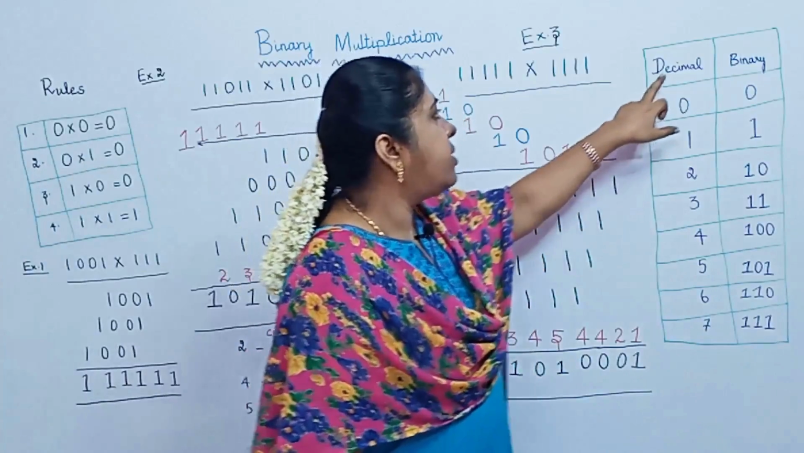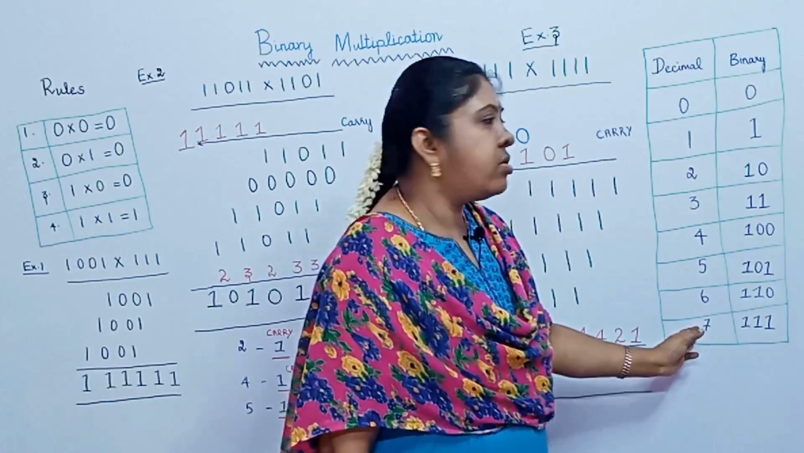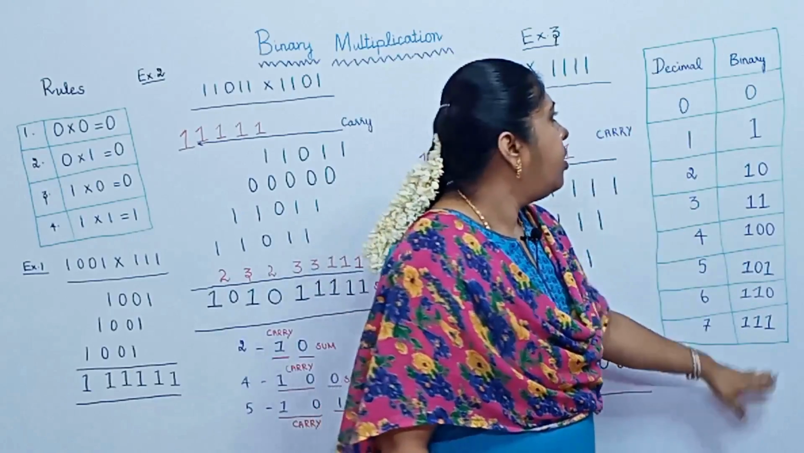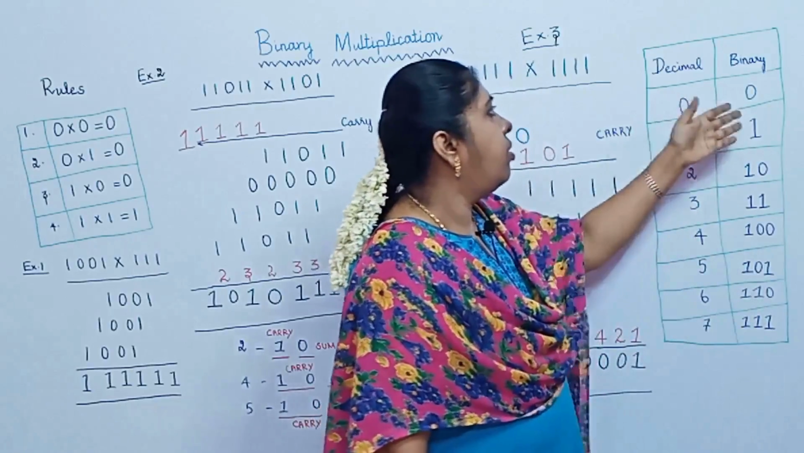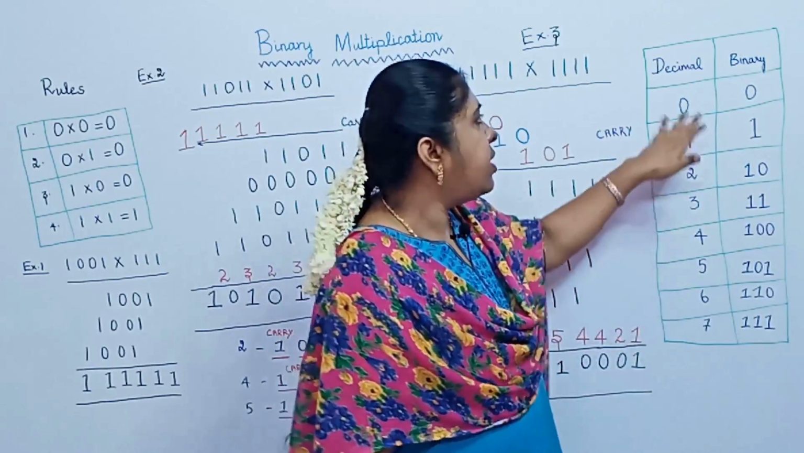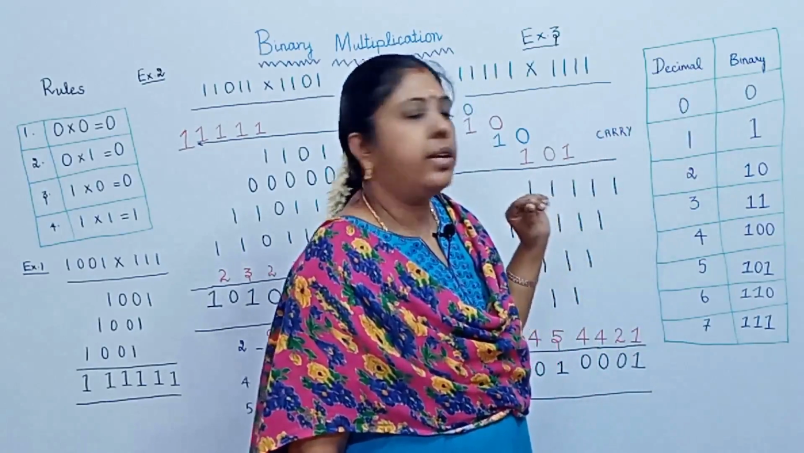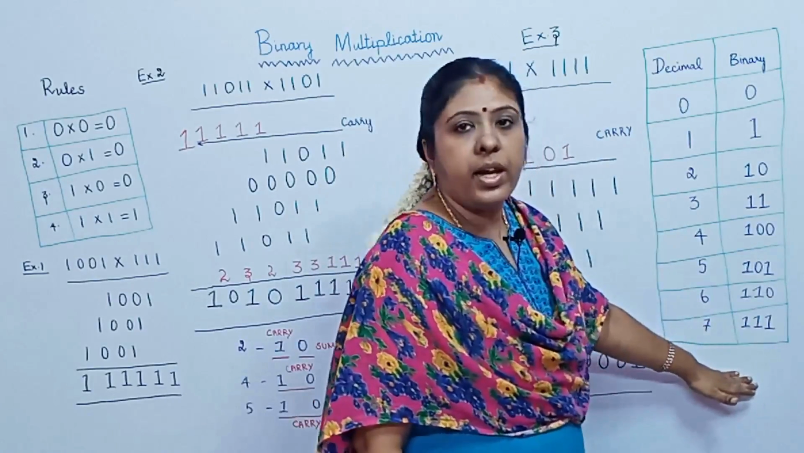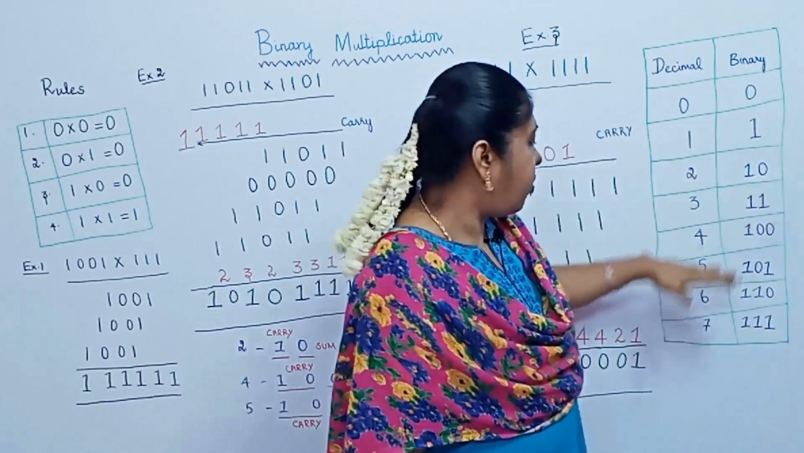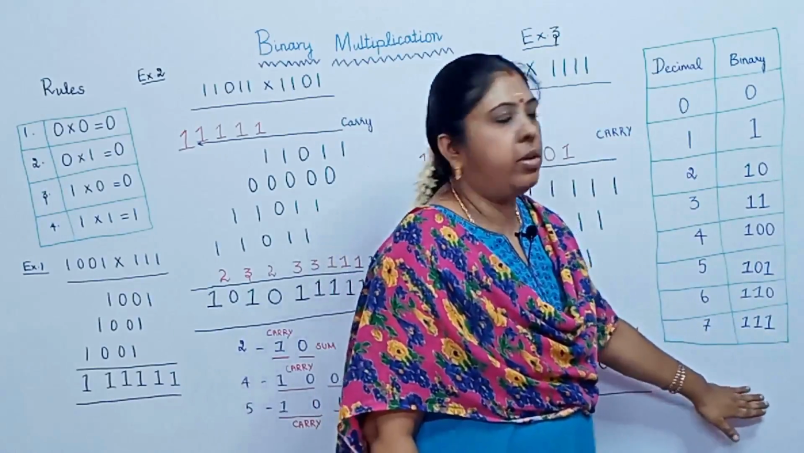Consider this table, decimal to binary. Here the decimal values 0 to 7 are given, and their corresponding binary values are given. If you don't know how to convert a decimal to binary, it is also given in my previous video. The link will be given in the I button. So briefly, for 0 it is 0, for 2 it is 10, for 7 it is 111. So no more discussion about this table.